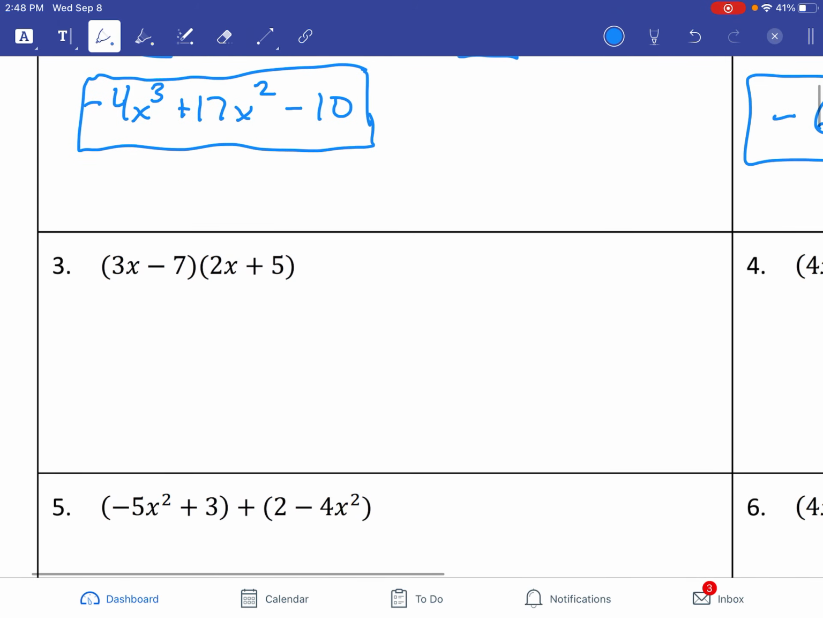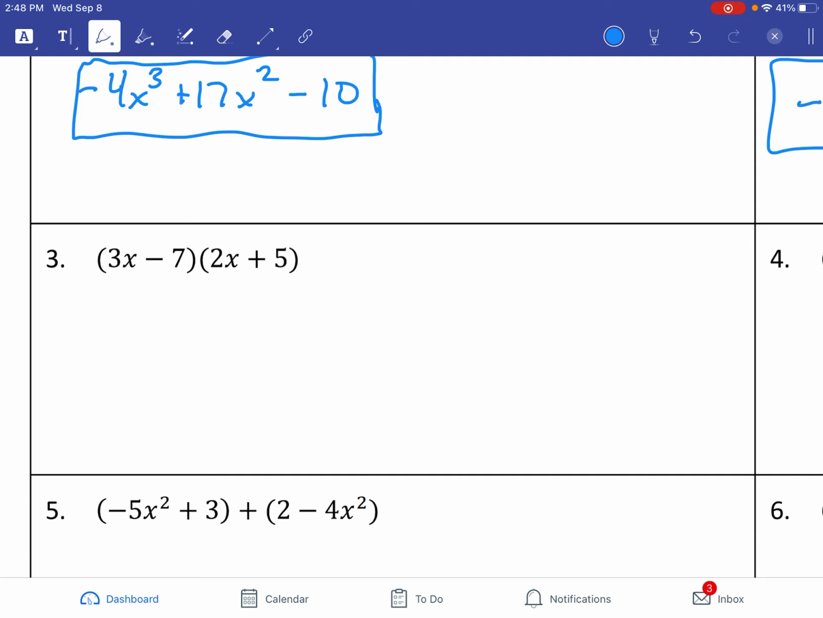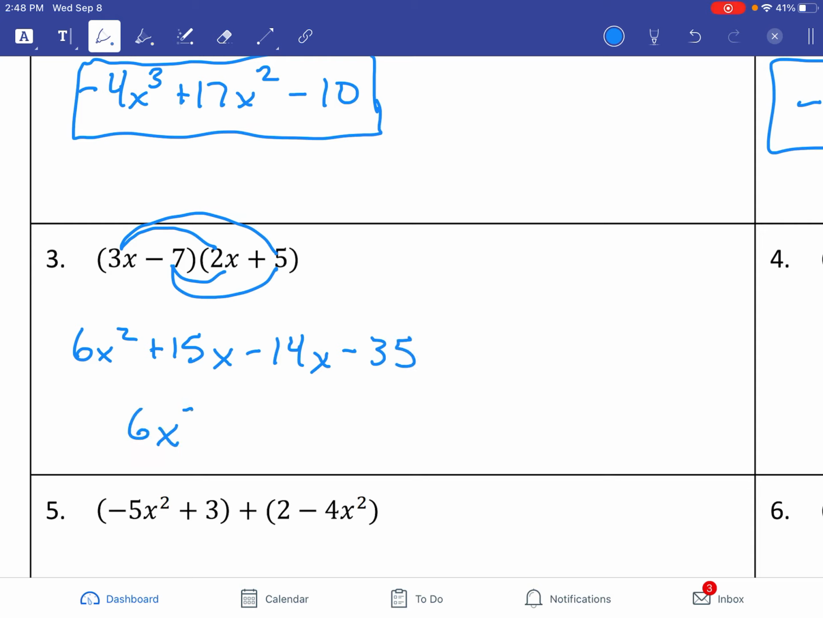Number 3. Now in this case, we are multiplying because there's no add or subtract sign between the two sets of parentheses. We're doing the rainbow method. So 3x times 2x is 6x squared. 3x times 5 is 15x. Negative 7 times 2x is negative 14x. And negative 7 times 5 is negative 35. I have to combine the two terms in the middle that both have an x. So I'm going to have 6x squared plus x minus 35. And then I am done.